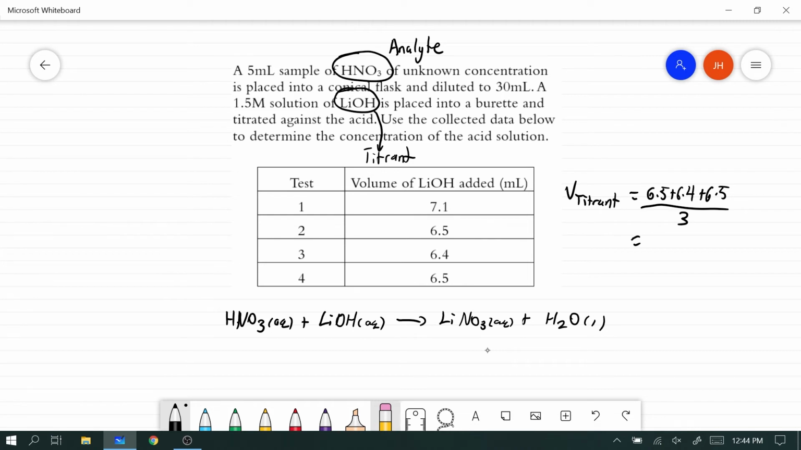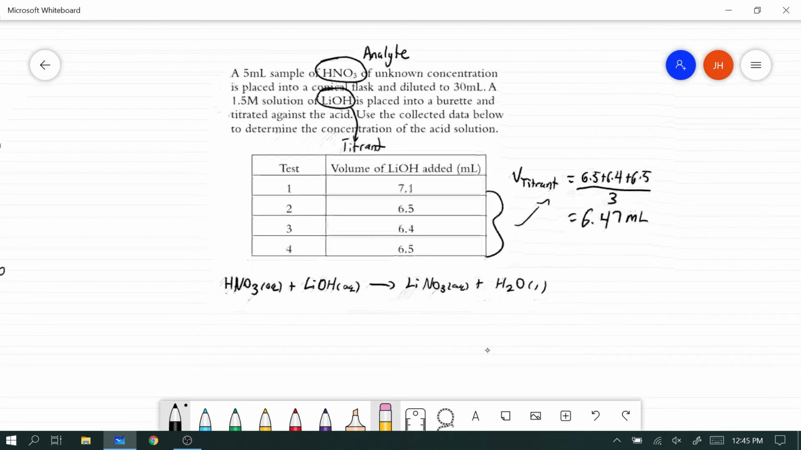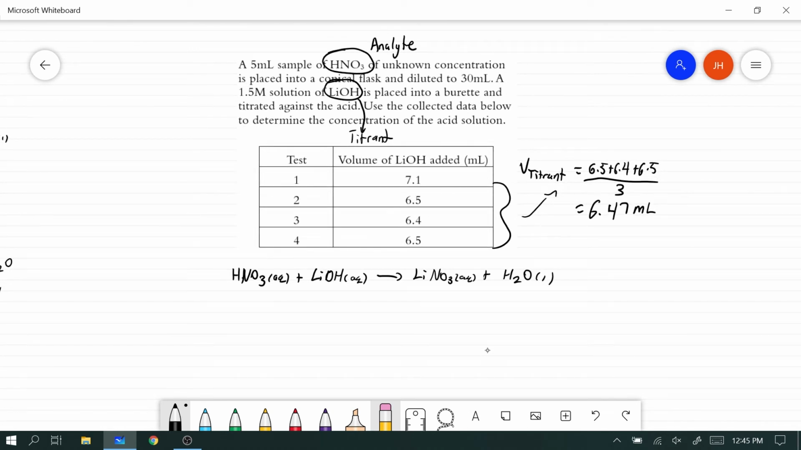This should be equal to 6.47. Remembering that if you've got a number that's got more decimal places, carry that in your calculations. So that now, when completing a titration calculation, we want to first look at our molar ratios. So because we are reacting in a 1-to-1 ratio, we can say that the number of moles of nitric acid is equal to the number of moles of lithium hydroxide at the equivalence point.